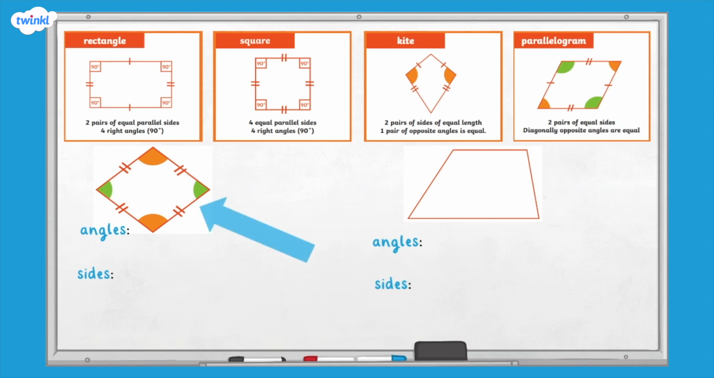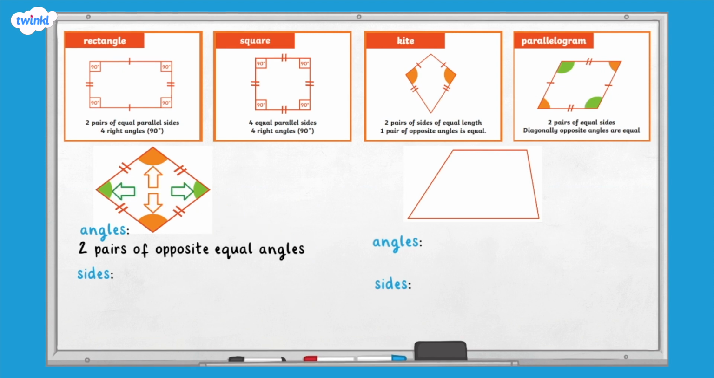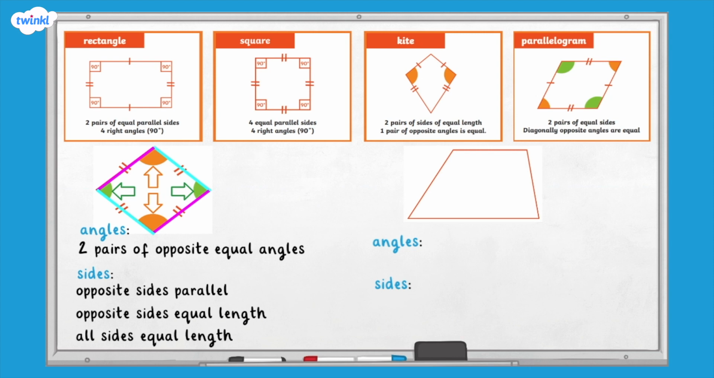Let's look at this quadrilateral first. This quadrilateral has 2 pairs of opposite equal angles. Its opposite sides are parallel, its opposite sides are equal in length, and in this quadrilateral, all of its sides are equal in length. A quadrilateral with these properties is called a rhombus.